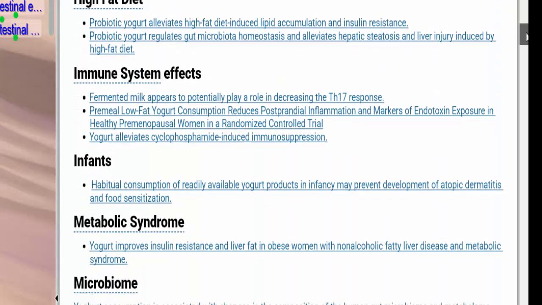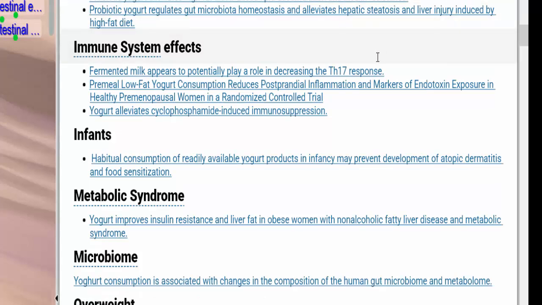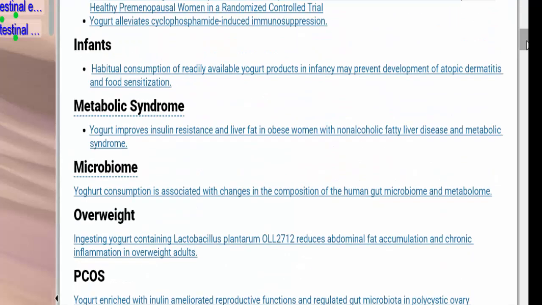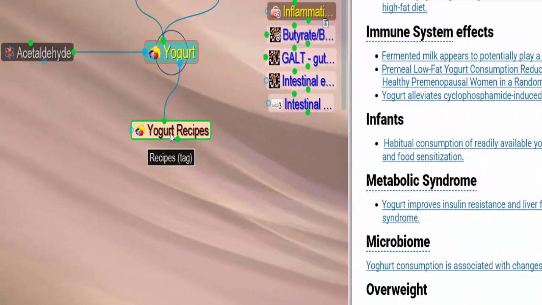Here's immune system effects. Plays a role in decreasing Th17, that's good. It reduces postprandial, that means after eating a meal, inflammation and markers of endotoxin exposure in healthy people. Let's see. Okay, that's enough there. And then, of course, we've got all kinds of yogurt recipes, so on and so forth.